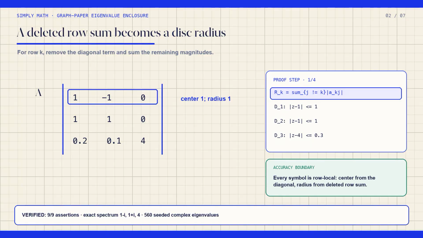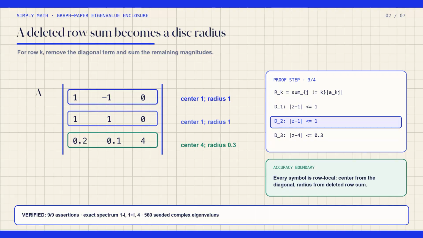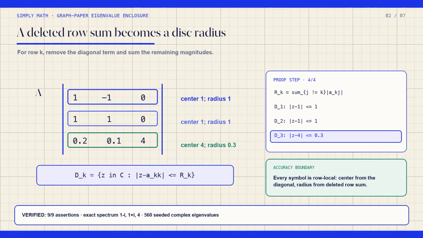For row k, center the disk at a_kk and define r_k as the sum of absolute a_kj over j not equal to k. Row 1 is centered at 1 with radius 1. Row 2 gives the same disk. Row 3 is centered at 4 with radius 0.3. Complex entries would use complex centers and the same absolute value rule.